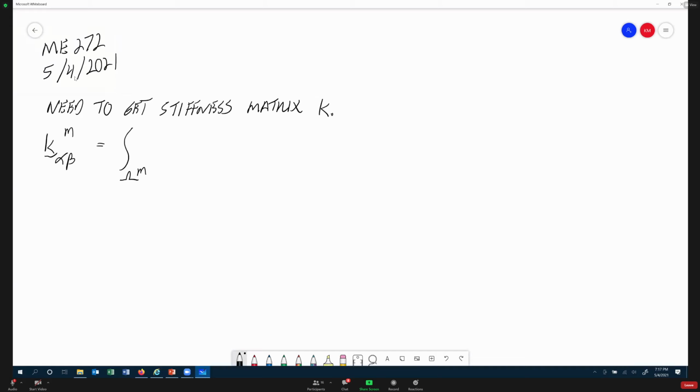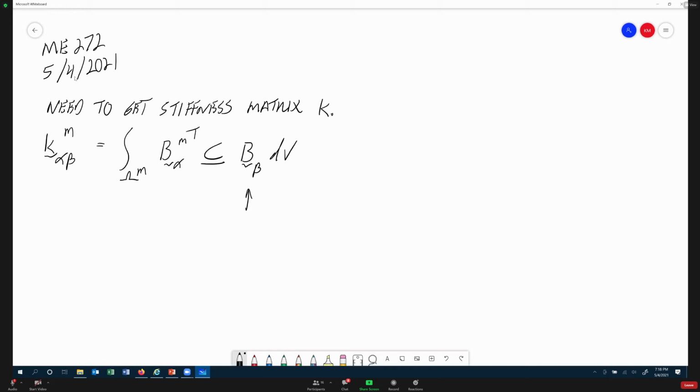So we have the integral of omega m. And we have our B matrix, B alpha to the M. So again, the M is just indicating we're at the element level, and it's the transpose of that. C, so this is just our C material matrix, or, if this was just a single element, this would be represented as a capital E, right? B beta, and our differential is over a volume.